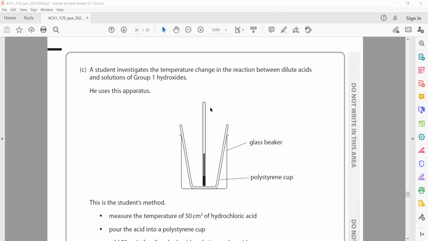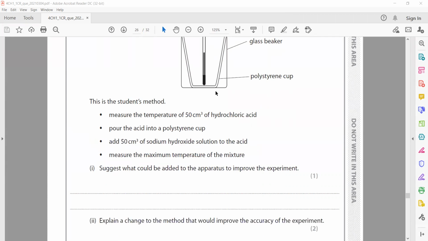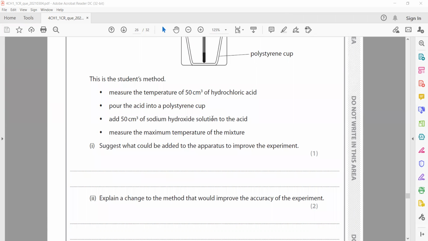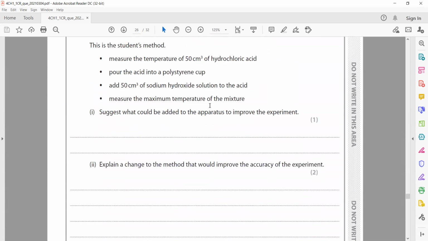A student investigates the temperature change in the reaction between dilute acid and a solution of a group 1 hydroxide. Use the apparatus. This is the student's method. Measure the temperature of 50 cm cube of hydrochloric acid, pour the acid into a polystyrene cup, add 50 cm cube of sodium hydroxide solution, then measure the maximum temperature. Suggest what could be added to the apparatus to improve the experimental accuracy. Because it can lose heat energy from the top as well, we can add a lid or a cover at the top.